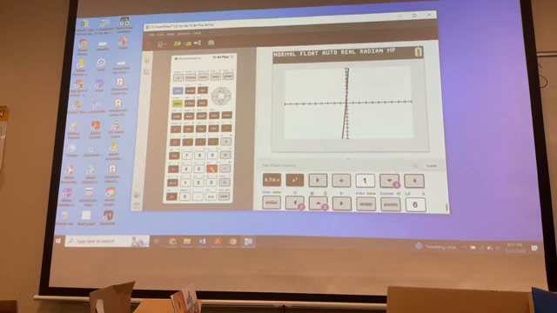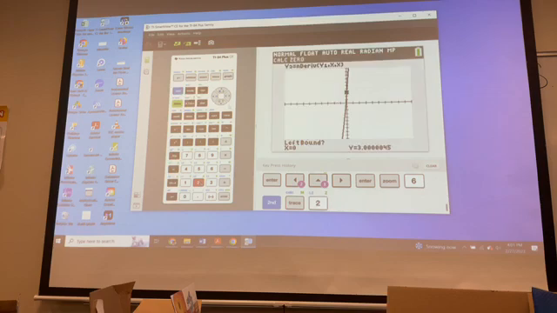Oh, by the way, does anybody know what horizontal tangent means? Derivative equals 0, right? That does indeed. So let's calculate the zero. Left, right, enter. Okay, negative 0.156.